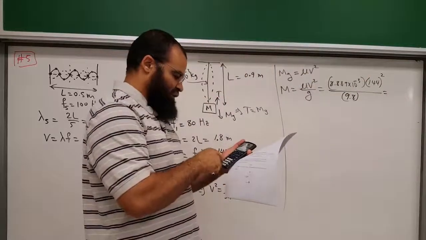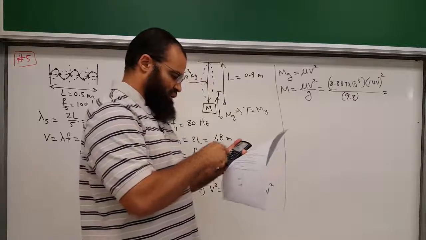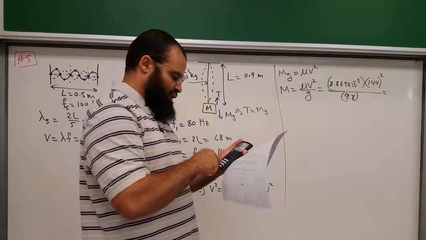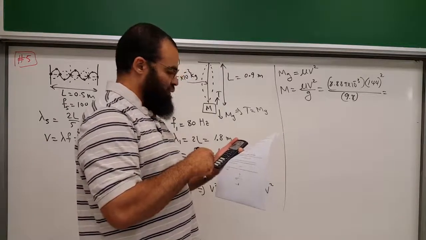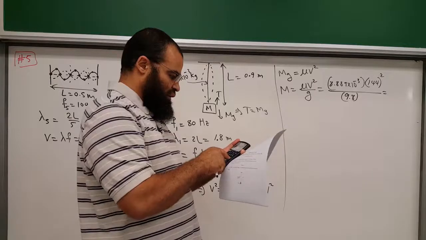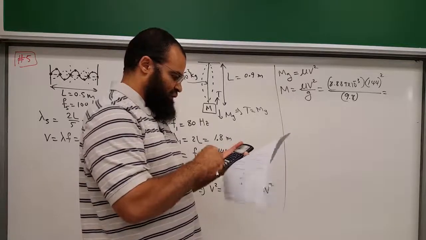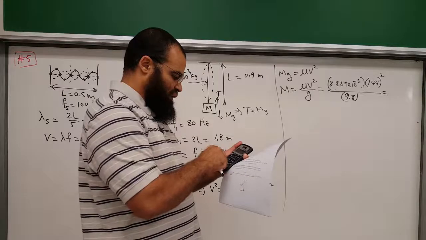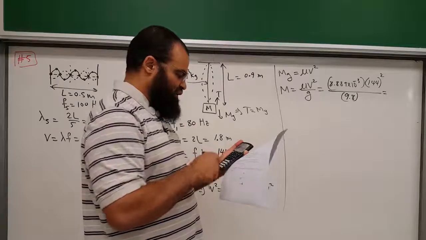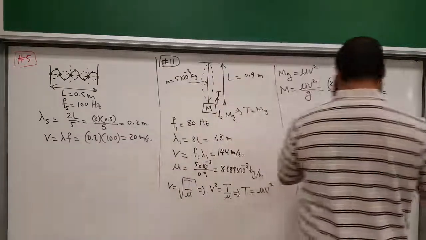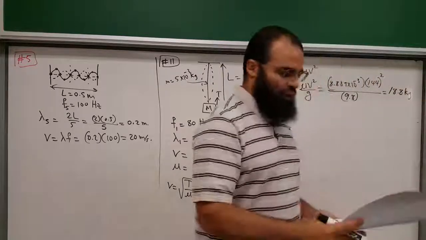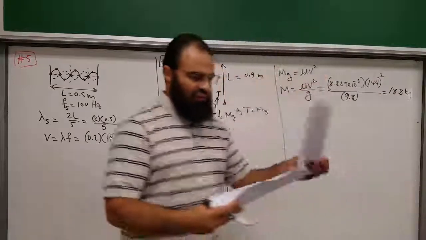So times 10 to the minus 3, and then times 144 to the power 2. I think I did something wrong. 8.889 over 1,000, and then times 144 to the power 2. Yeah, that's better, divided by 9.8. So the mass of this sculpture is about 18.8 kilograms. Okay? And hopefully my answer matches.